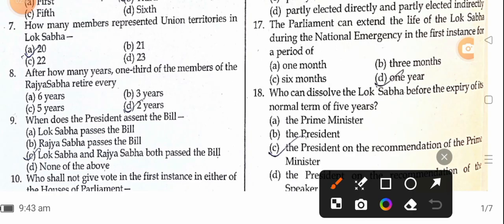After how many years do one-third of the members of the Rajya Sabha retire? 2 years. When does the President assent to the bill? When Lok Sabha and Rajya Sabha both pass the bill. Option C is the right one.